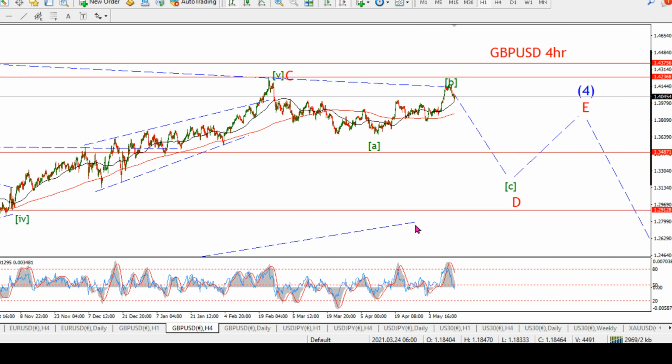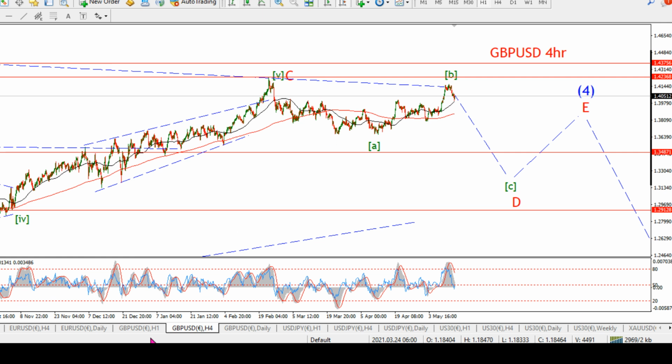This is cable, a pound dollar 4-hour chart. Again, topping a 3-wave rally. That's a pretty clear 3-wave rally or decline. Well, you could actually view this in two ways. You could view this as a wedge decline, or you could view it as an ABC decline. Whatever takes your fancy there, to be honest. If that's wave A down, we have a pretty clear 3-wave rally to a lower high so far. The decline off that high has not been impulsive enough to call this wave C down underway just yet.